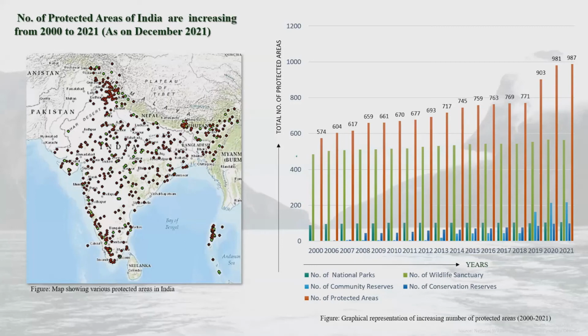India is endowed with rich biodiversity. To conserve this biodiversity, the Indian government established various protected areas. This map and graph depict the increasing number of protected areas, which reflect the conservation efforts of the Indian government.